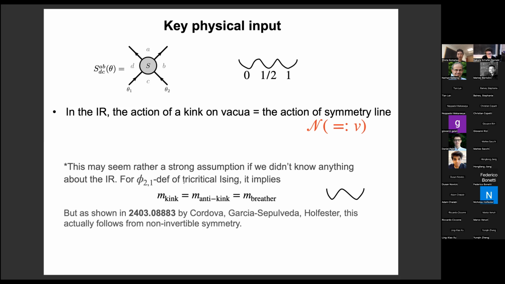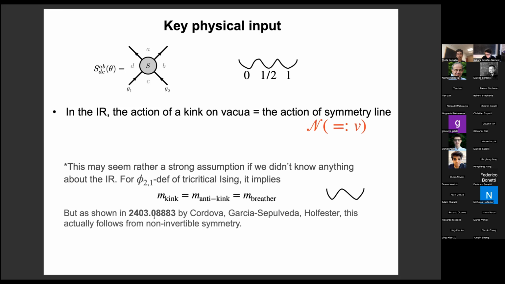What I want to say is that you can think of this as a consequence of this identification. As soon as you say that the particle world line is the W line in the Fibonacci fusion category, then basically the kink, anti-kink, and breather get identified. So it immediately follows that these masses are the same. But as you can see, physically, this is a very surprising consequence.